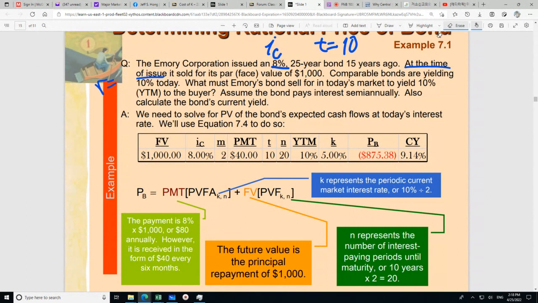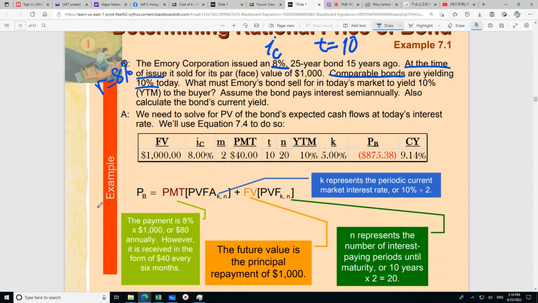At least we can make this educated guess that 15 years ago when it was issued, the average market rate was also 8%. Otherwise, it couldn't have sold for $1,000 par value. However, comparable bonds are yielding 10% today.